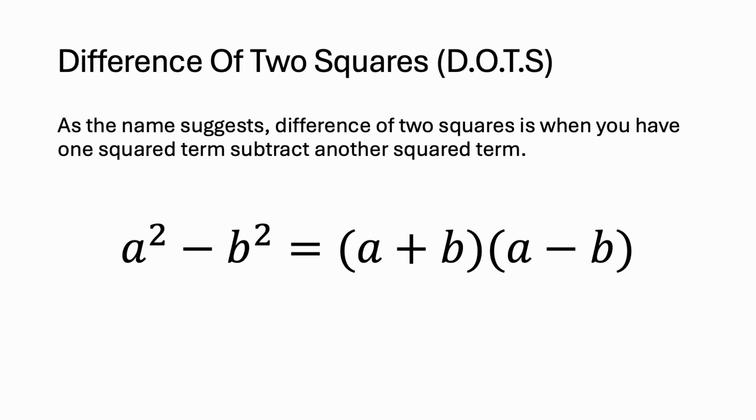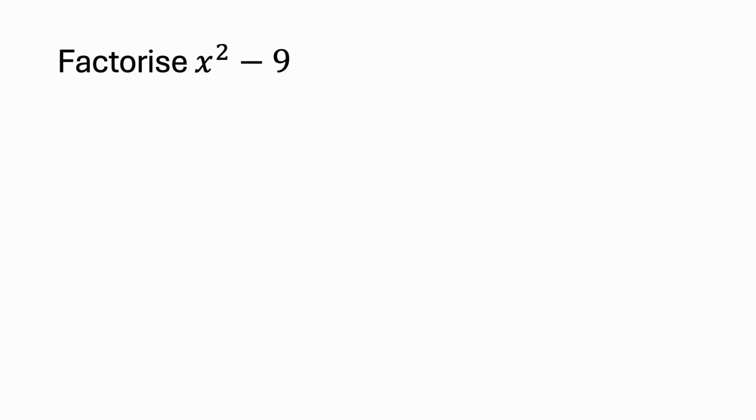And when you factorize it, you essentially get the square root of a squared, which is a, plus the square root of b squared, which is b, in one bracket, and then a minus b in the other bracket, like so.